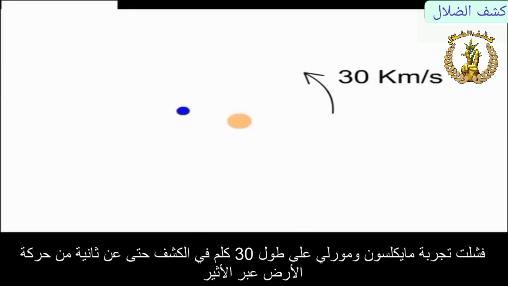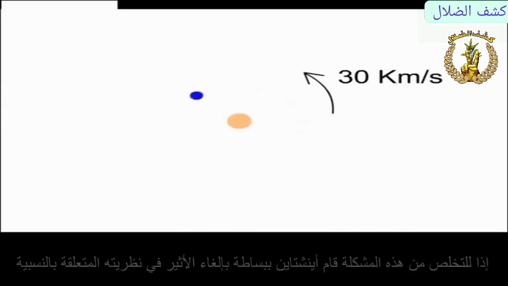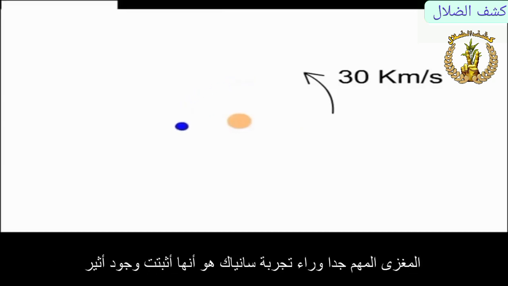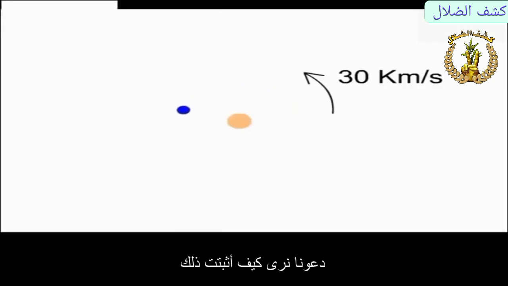The Michelson-Morley experiment failed to detect the 30 kilometers per second motion of the Earth through the ether. So to overcome this problem, Einstein simply abolished the ether in his relativity theory. The very significant result of the Sagnac experiment was that it proved that the ether existed. Let us see how it did this.